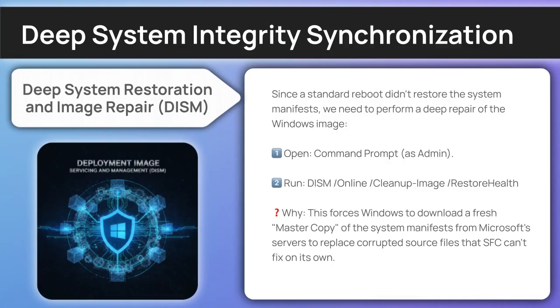Since a standard reboot didn't restore the system manifests, we need to perform a deep repair of the Windows image. First, open command prompt as admin. Second, you're going to type DISM /Online /Cleanup-Image /RestoreHealth, then hit enter. Why are we doing this? Well, this forces Windows to download a fresh master copy of the system manifests from Microsoft servers to replace corrupted source files that SFC can't fix on its own.